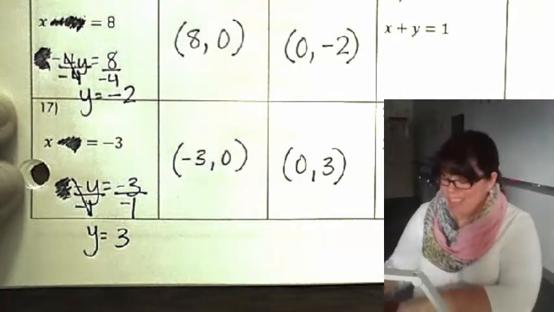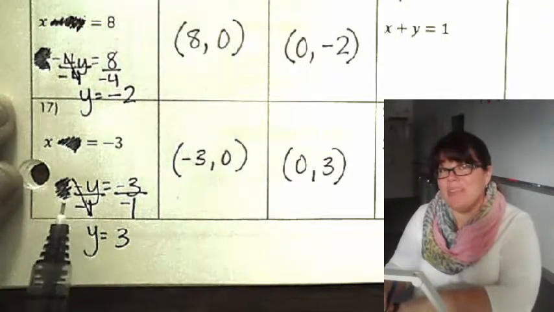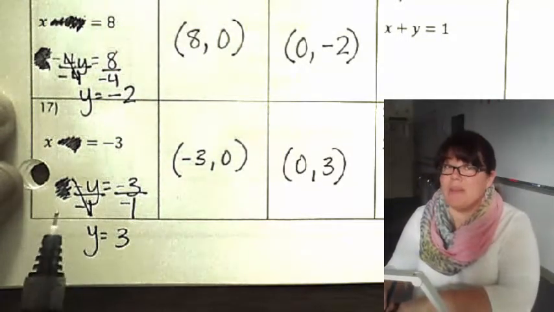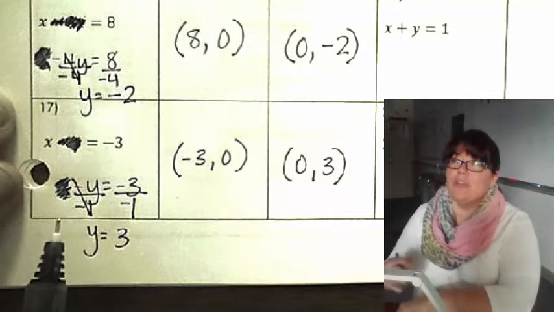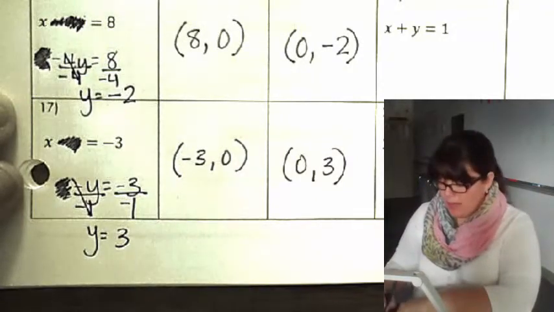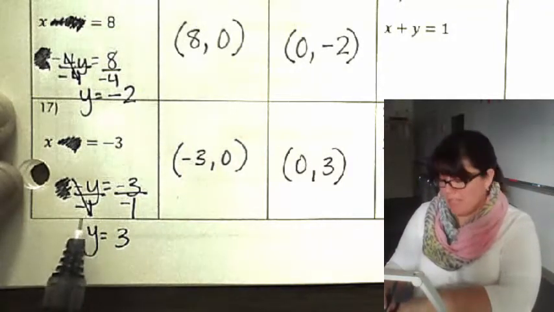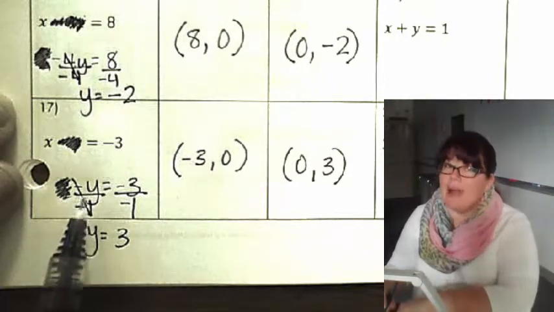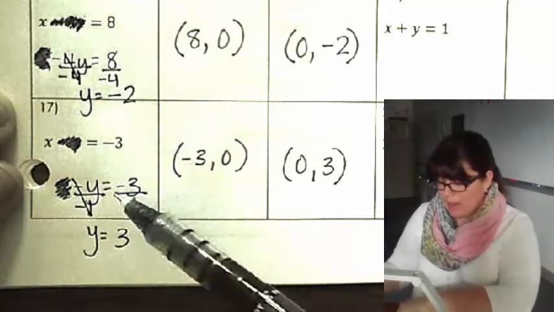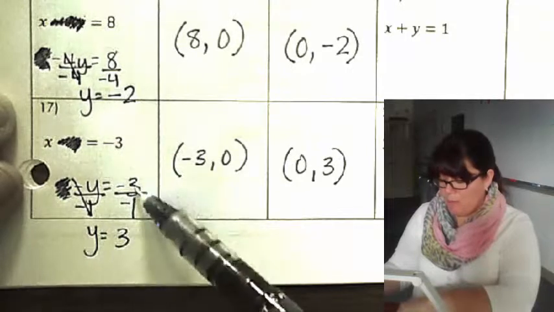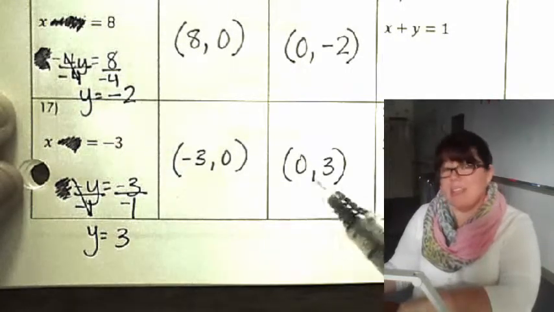How'd you do? Did you catch that negative symbol? It doesn't disappear with the other term because remember, it stays attached to whatever comes after it. So you would have to divide by negative 1 to get the y completely by itself. And of course, a negative divided by a negative is a positive, and 3 divided by 1 is 3. So our y-intercept then is 3.